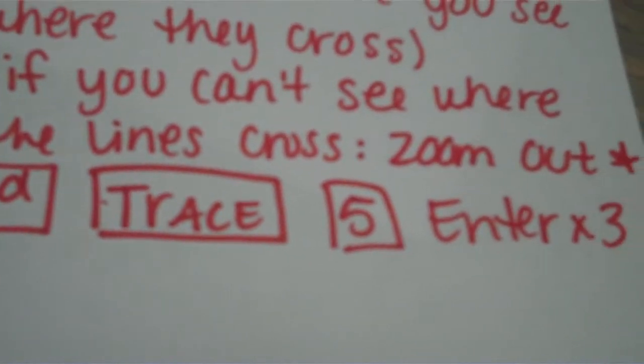Okay, so now that we can see the 2 lines cross, if you look at the steps, we're going to press second, trace, 5, enter, enter, enter. So, second is your blue button. Second. Trace is right here next to graph. Okay, that's trace right up there. Look at your calculator, you'll be able to see it.